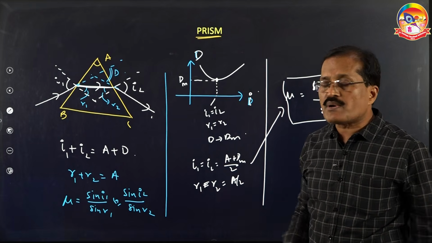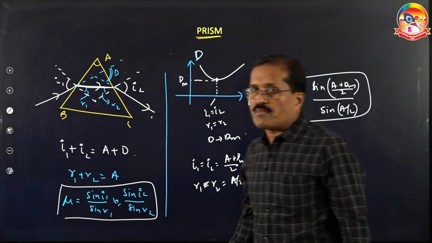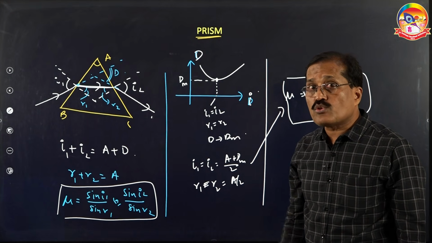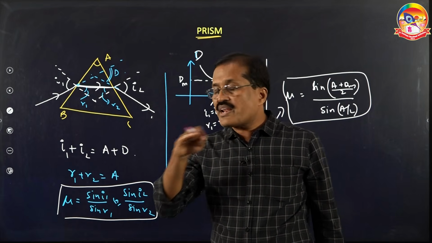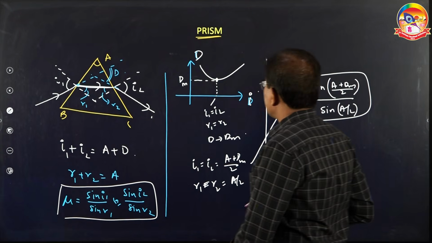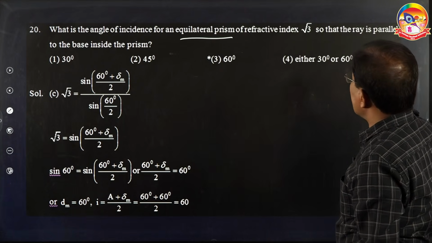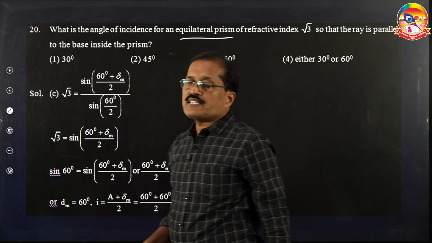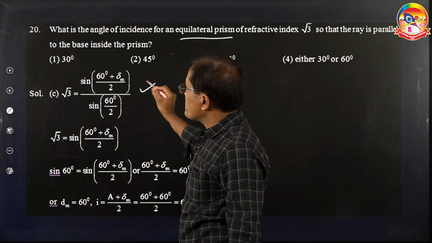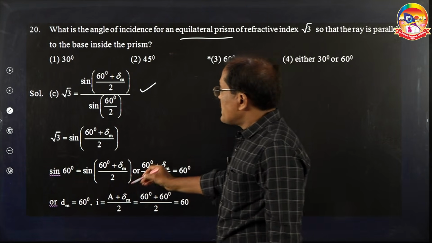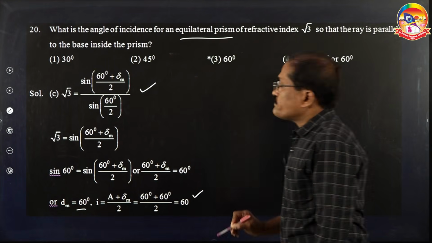Only when the deviation is minimum can we go for this. If the deviation is not minimum, the most common formula of the refractive index is these two, which depend upon I1 and I2. Only if I1 is equal to I2, R1 is equal to R2, D will be minimum, where the refracted ray is exactly parallel to the base of the prism. Now we will see the direct substitution. For an equilateral prism, parallel definitely means the minimum deviation case. Directly we can apply sin (A plus D) by 2, the angle of deviation is calculated from this, and we can calculate what is the I.